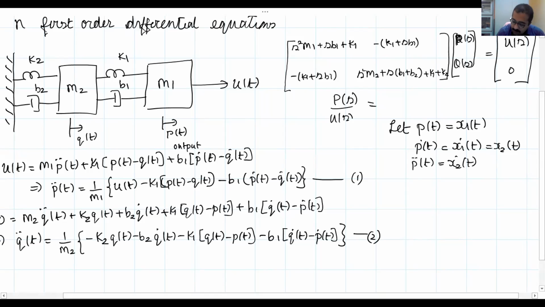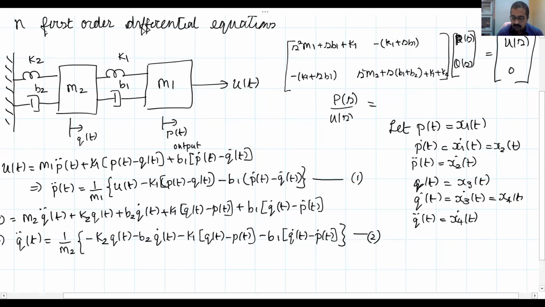Now, let me define Q of T as x3. Q of T is x3 of T. So what will be Q dot T? Q dot T will be x3 dot T, and that is nothing but x4 of T. Up to what point do I have to go? Up to Q double dot T. So Q double dot T will be x4 dot T.